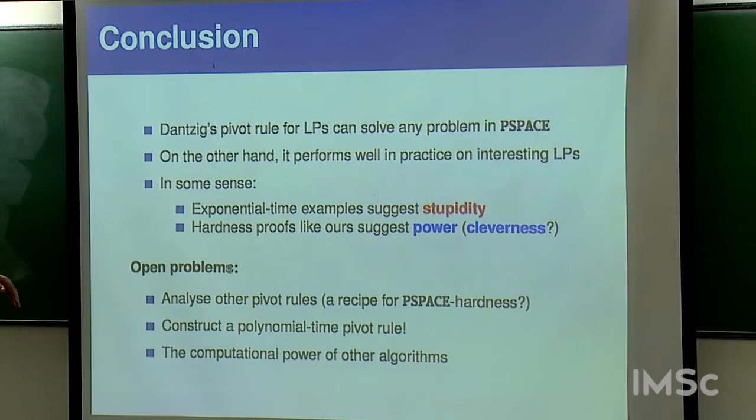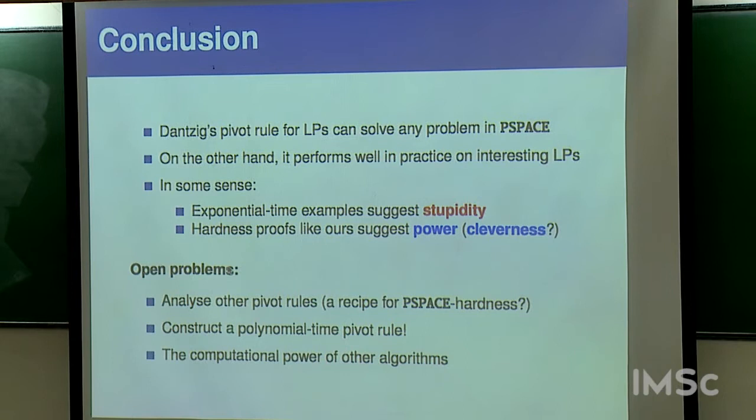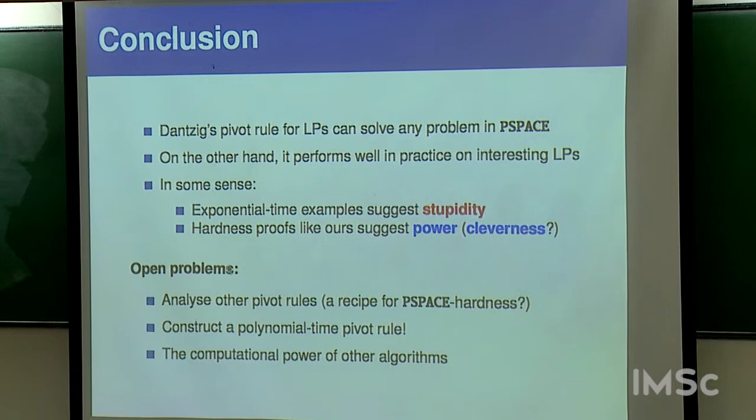And finally, what is the computational power of other algorithms? In some sense, what's happening here is that the simplex method is computing something much more complicated than what we're actually interested in as a problem, and maybe that happens in other cases as well.